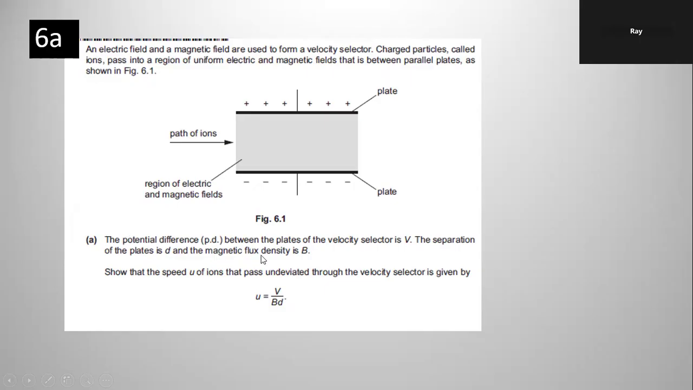The potential difference between the plates of the velocity selector is V. The separation between the plates is D. That is D across the plates is V. And the magnetic flux density is B. You are asked to show this equation for undeviated ion.